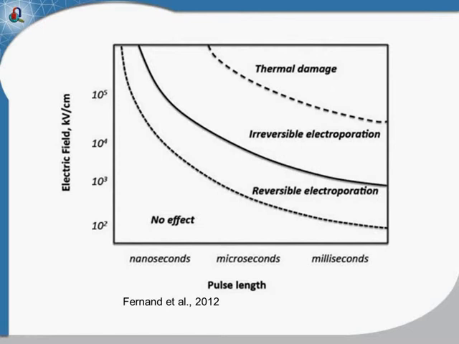And how do we do it? Presumably by creating large pores on the cell membrane. Now the largest area here on the top is the area once we apply very long pulses and very high fields, and here we come to the area of thermal damage. In many cases we don't want to be there because the effects are uncontrollable and they can destroy not only the tissue we want to destroy but also the non-target tissue nearby.